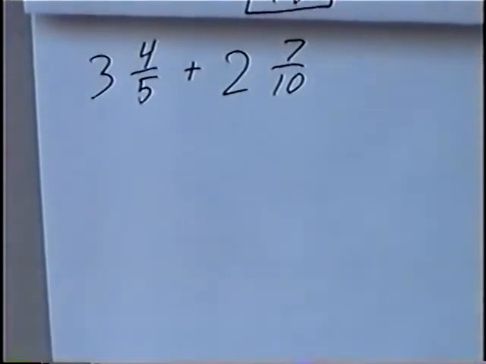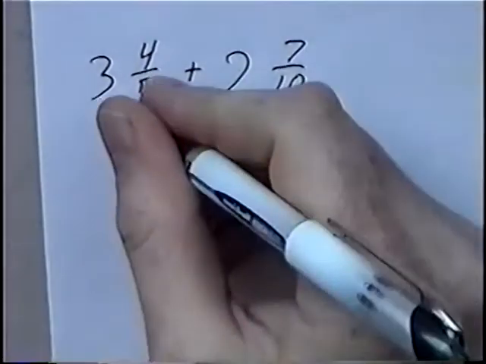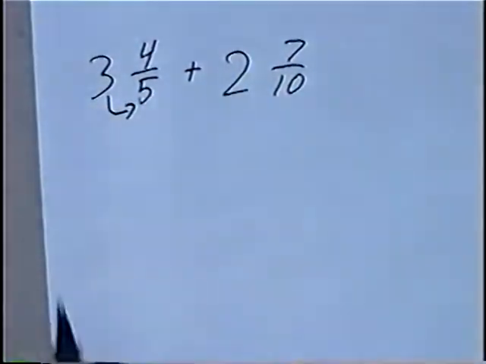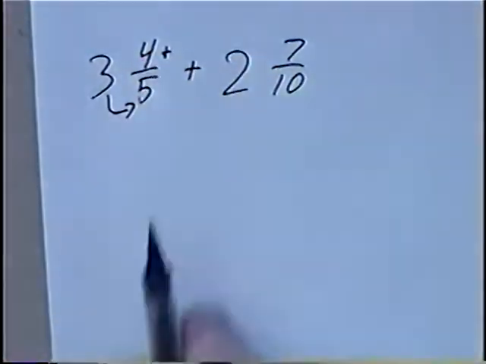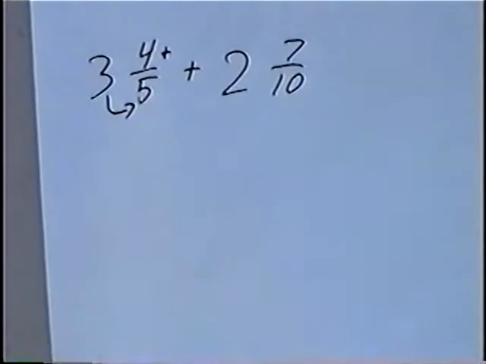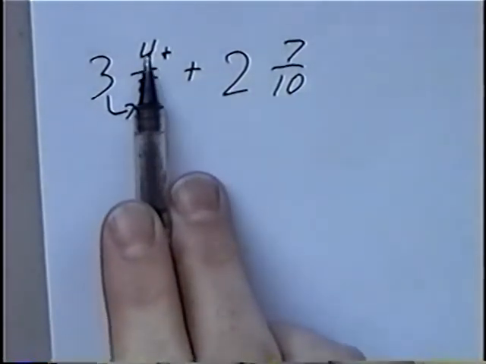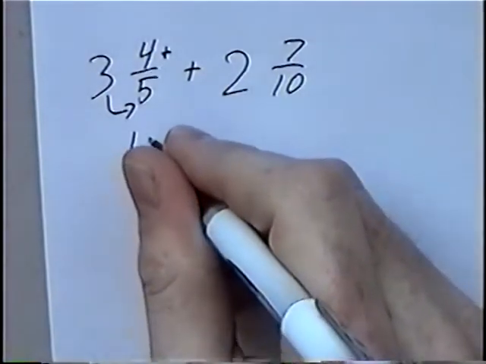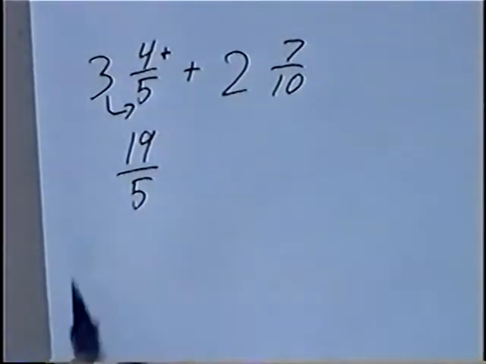If you remember from previous sections, we can change a mixed number into an improper fraction by first multiplying the number times the denominator, and then we'll add the numerator. So 3 and 4/5 we can change to 3 times 5, which is 15, plus 4 more would be 19, and the denominator would stay the same. So 3 and 4/5 is the same as 19/5, or 19 over 5.